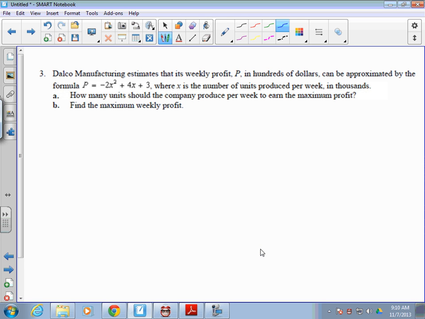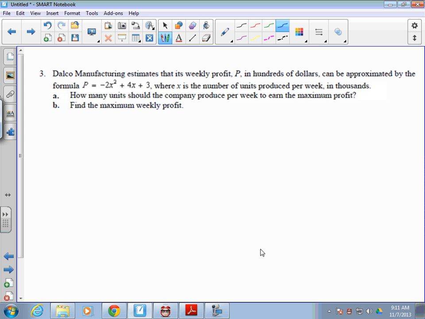Dalco Manufacturing estimates its weekly profit P as hundreds of dollars. Now we have a lot smaller numbers, but if you think about it, it's talking about hundreds of dollars. But now we're dealing with much smaller numbers. It says it can be approximated by the formula y equals negative 2x squared plus 4x plus 3, where x is the number of units produced in thousands. So it says how many units could they produce or should they produce to earn maximum profit, and then find the maximum weekly profit.